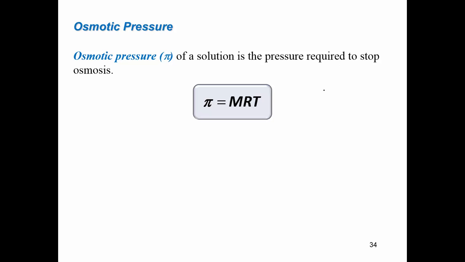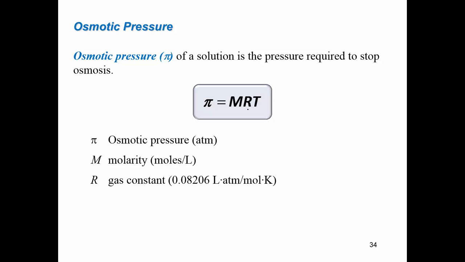So the osmotic pressure of a solution required to stop osmosis can be produced in an equation. Pi equals capital M, molarity, R is our gas constant, T, temperature. Now in this case, our gas constant is 0.08206 liters atmospheres per mole Kelvin. This is the one that we used in our gases chapter. Now again, T must be in Kelvin for these equations. Remember, that's because our R has Kelvin in the units.